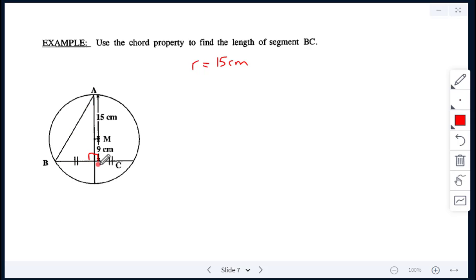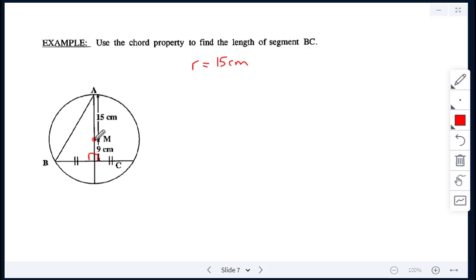And if we can figure out half of the chord B to C, then we can double that and figure out the length of B to C, right? Because B and C are equal in length. And how we're going to do that is we're going to create a smaller right triangle, knowing our radius.